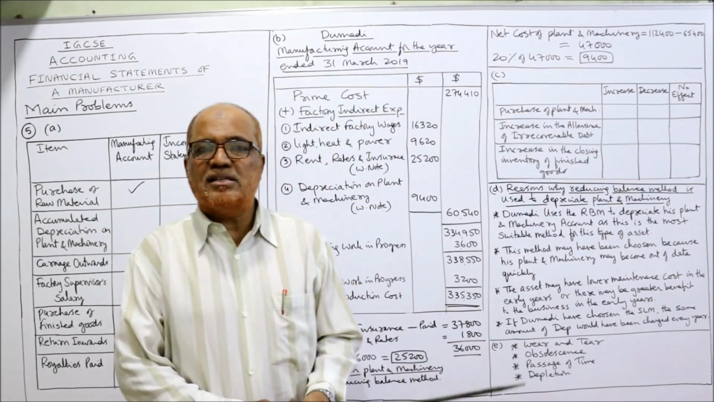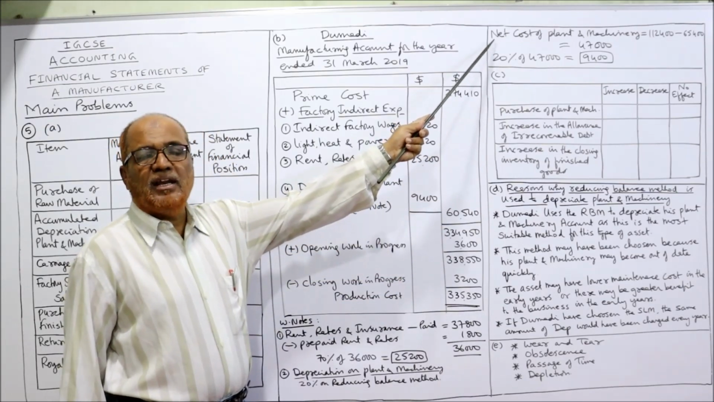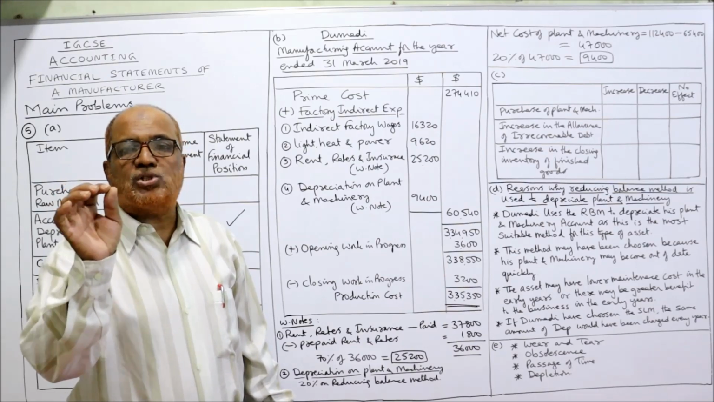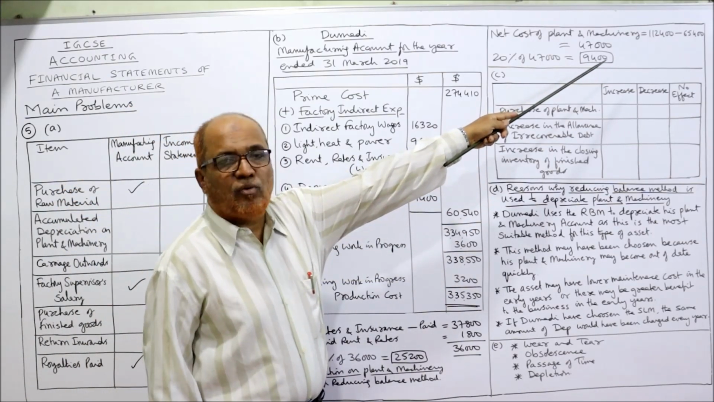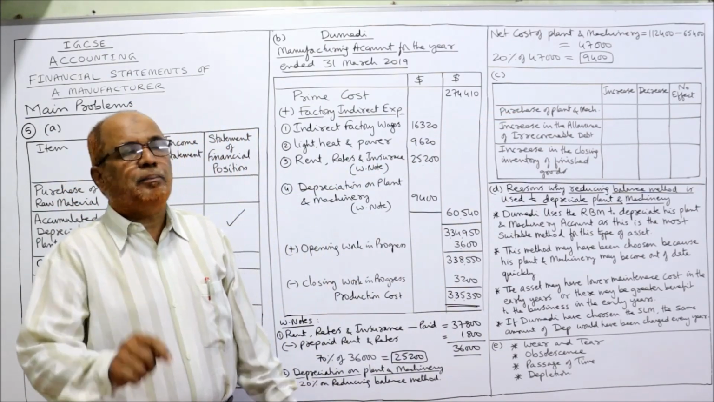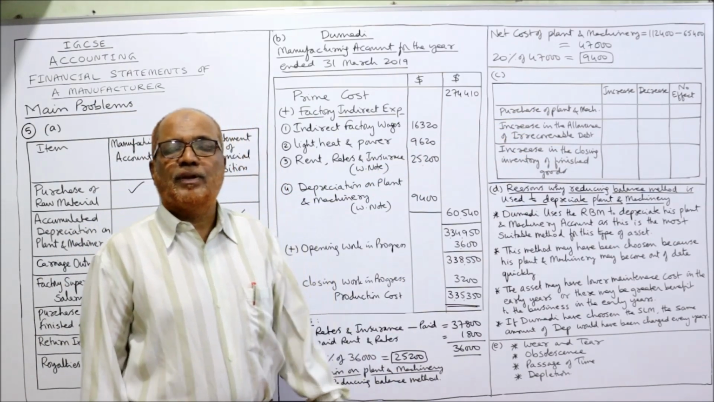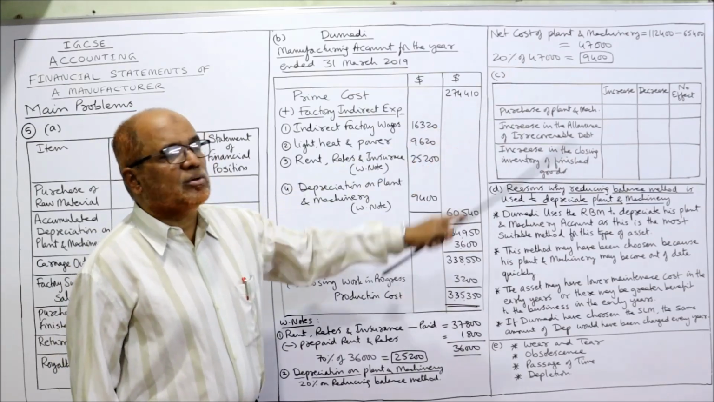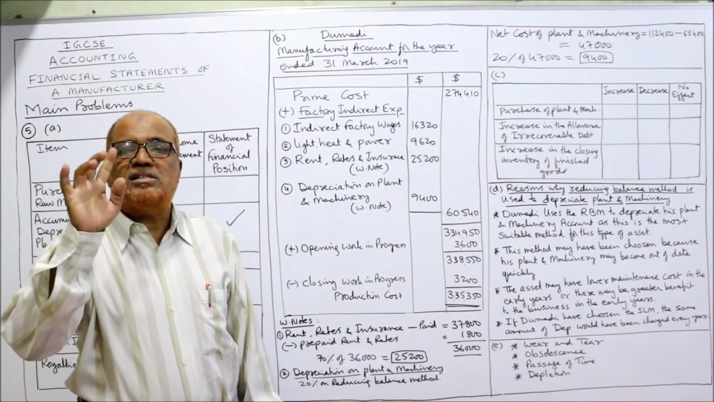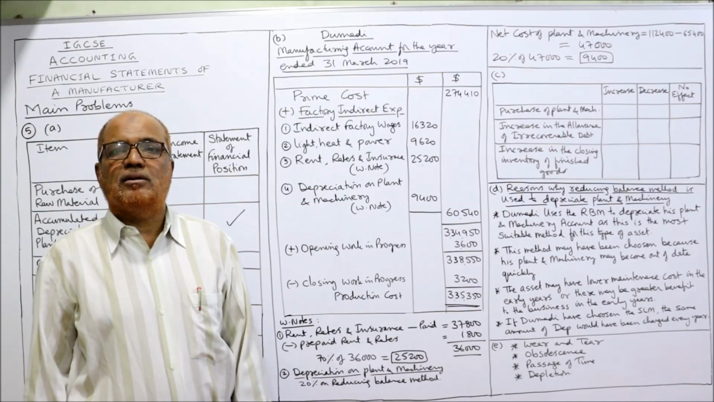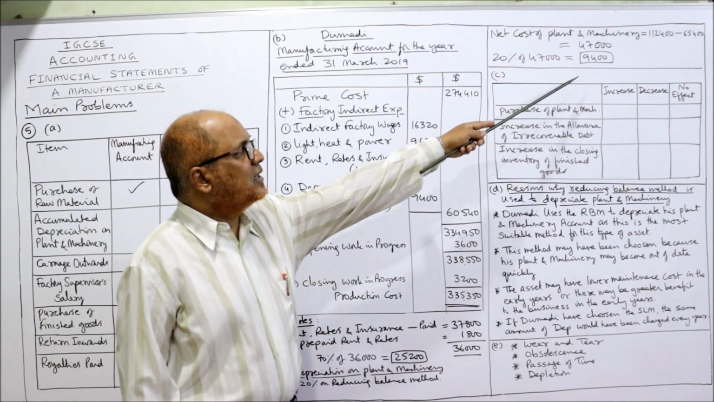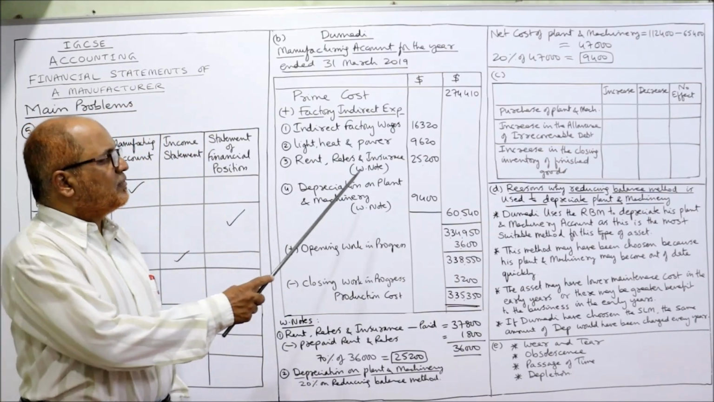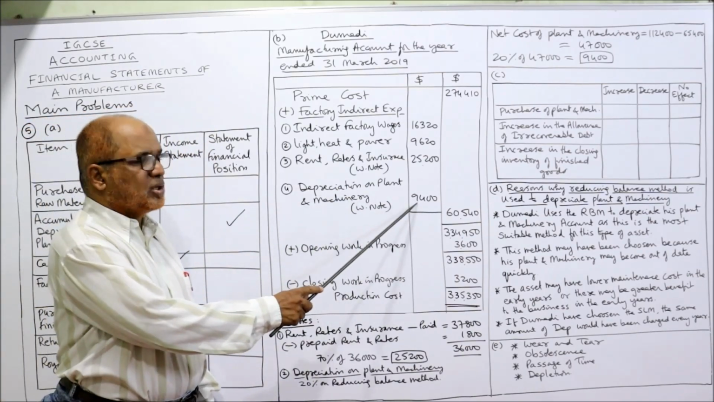So how we have calculated, see here. In the problem it is given the actual cost of plant and machinery is 1,12,400 and the accumulated depreciation given is 65,400. Deduct 65,400, the net cost comes to 47,000. On that 47,000, 20 by 100, you will get 9,400. This is the depreciation on plant and machinery. So here I have taken depreciation on plant and machinery 9,400.